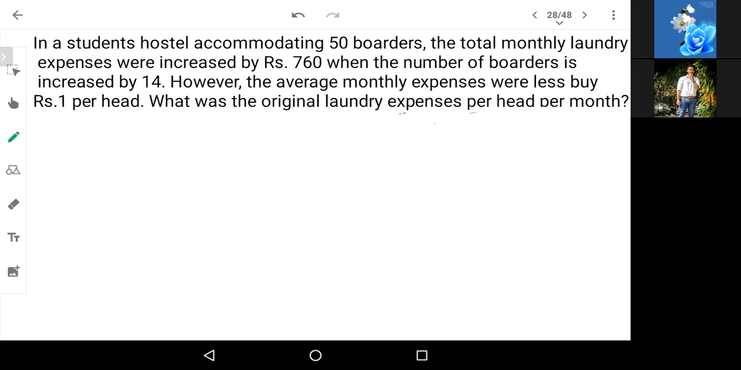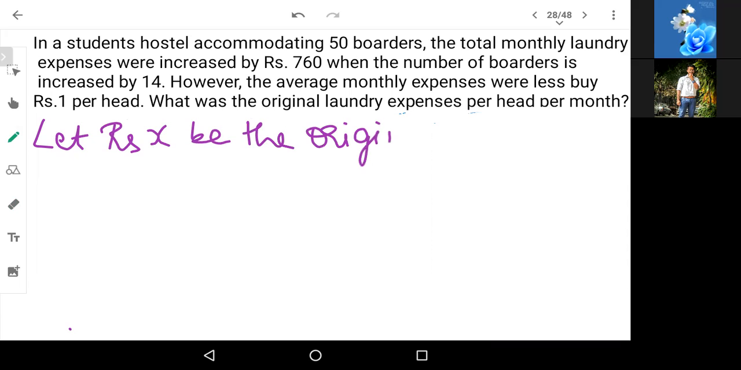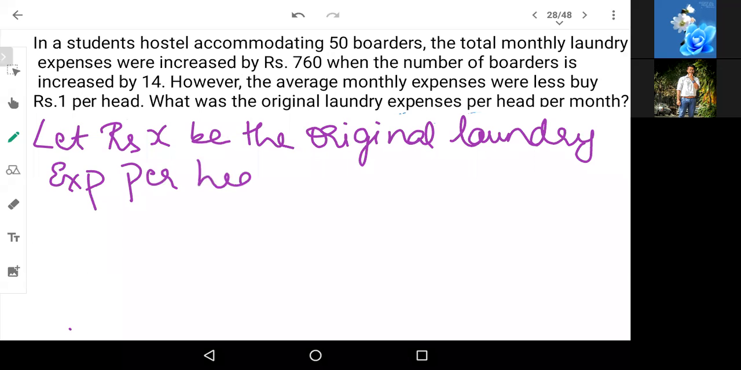First, we have to derive the variables. Let rupees X be the original laundry expenses per head per month. So we are keeping that X rupees as the original laundry expenses.